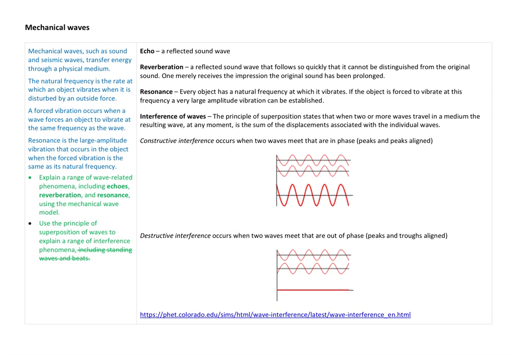Now, something special happens if an object is forced to vibrate at this frequency, and that is we can get a very large amplitude vibration established. If we just make an object vibrate at any random frequency, we won't necessarily get really large amplitude vibrations. But if we can force something to vibrate at its natural frequency, we'll get a really large amplitude vibration.